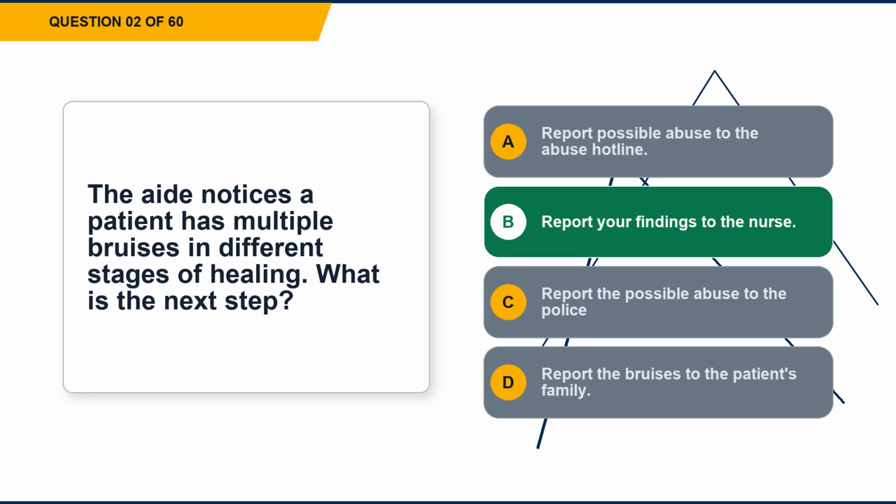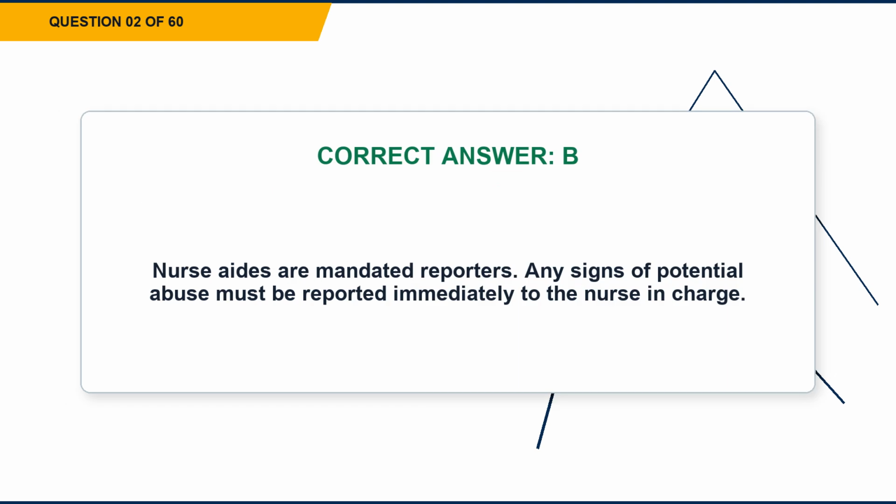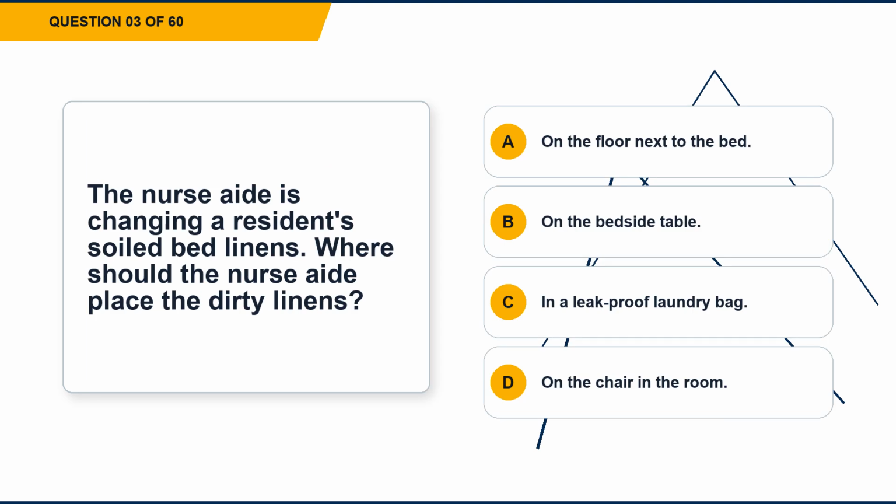The correct answer is option B, report your findings to the nurse. Explanation: nurse aides are mandated reporters. Any signs of potential abuse must be reported immediately to the nurse in charge. Question 3. The nurse aide is changing a resident's soiled bed linens. Where should the nurse aide place the dirty linens?